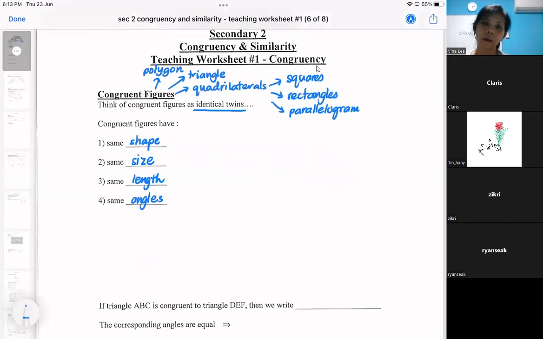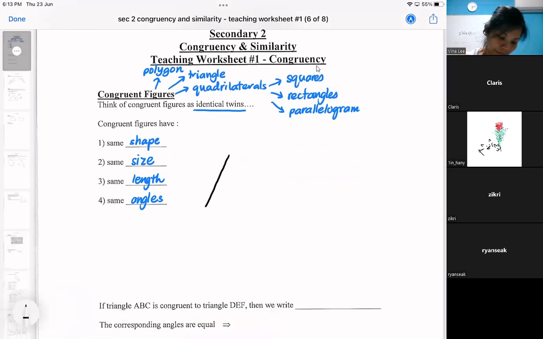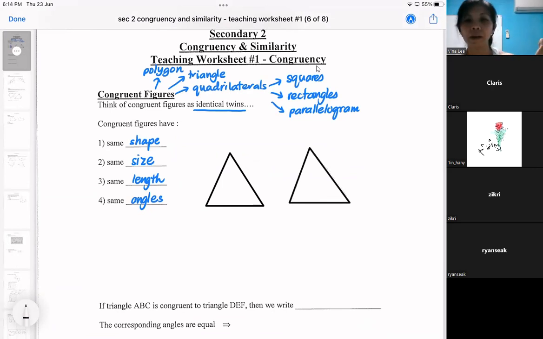So to start off, I will usually start off with triangles. Let me try to draw two identical triangles. Hopefully they look identical. Okay, looks somewhat identical. So I'm starting off with congruent triangles.